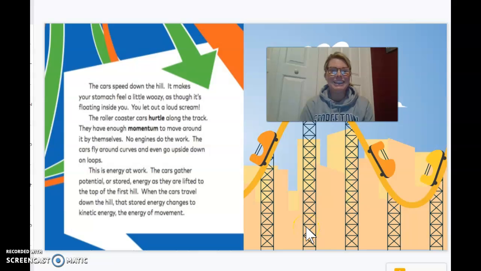Let's get started. The cars speed down the hill. It makes your stomach feel a little woozy, as though it's floating around inside you. You let out a loud scream. The roller coaster cars hurtle along the track.